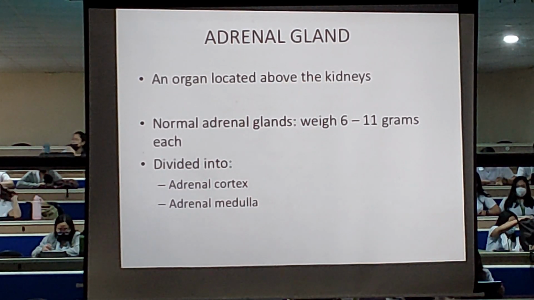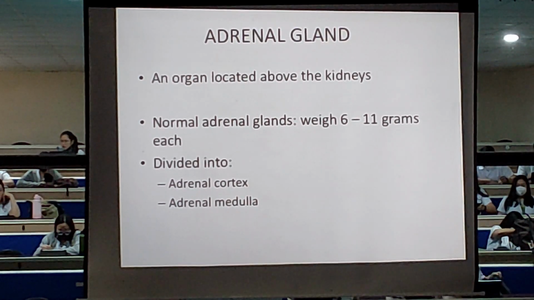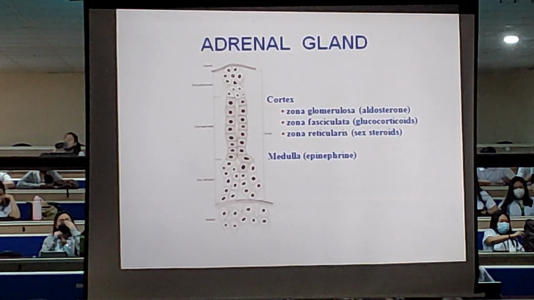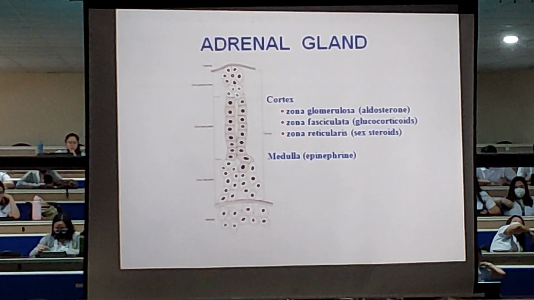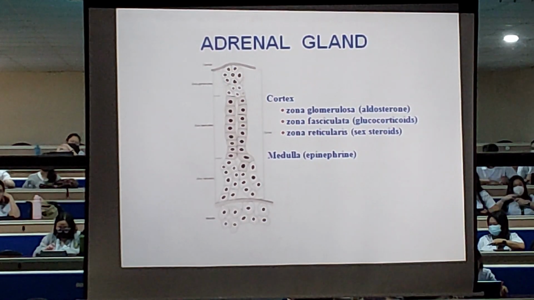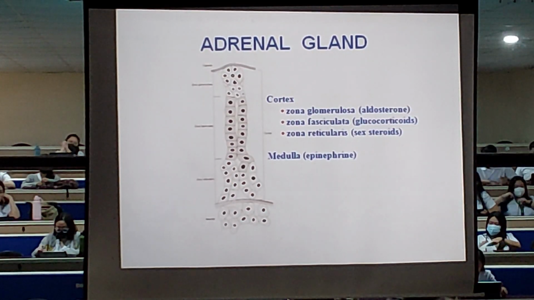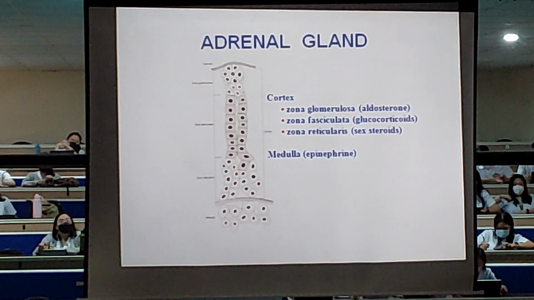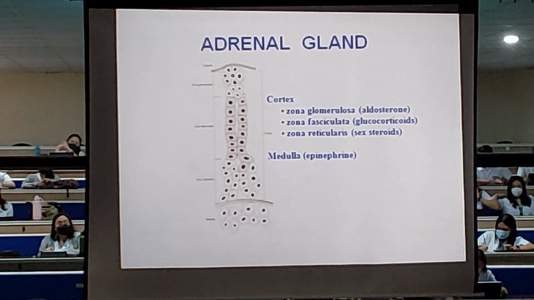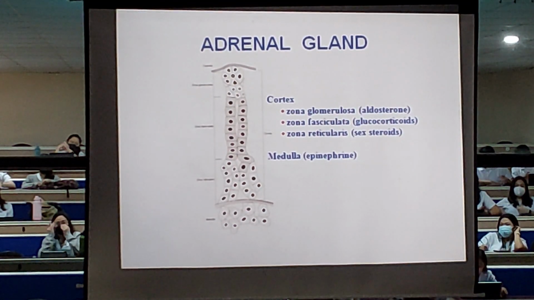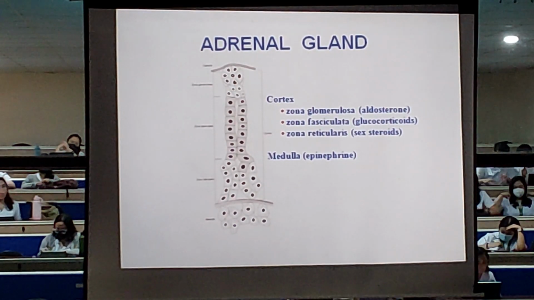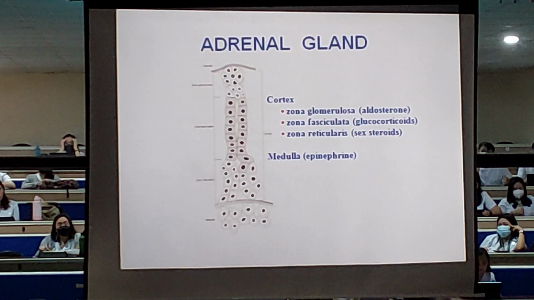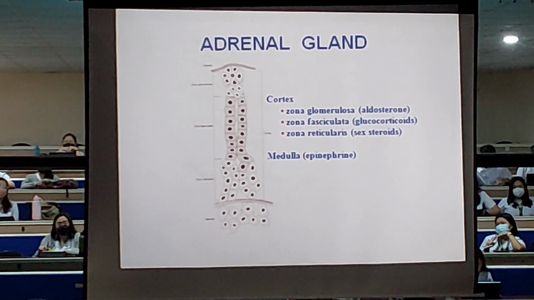So the adrenal gland is divided into the adrenal cortex and the adrenal medulla. The adrenal cortex produces steroid hormones, and there are 3 layers or 3 zones of the adrenal cortex. One is the zona glomerulosa, the outer layer, which produces your aldosterone. The middle layer is the zona fasciculata, which produces your glucocorticoids. And the zona reticularis, the innermost layer, produces the sex hormones. And the adrenal medulla produces your epinephrine.